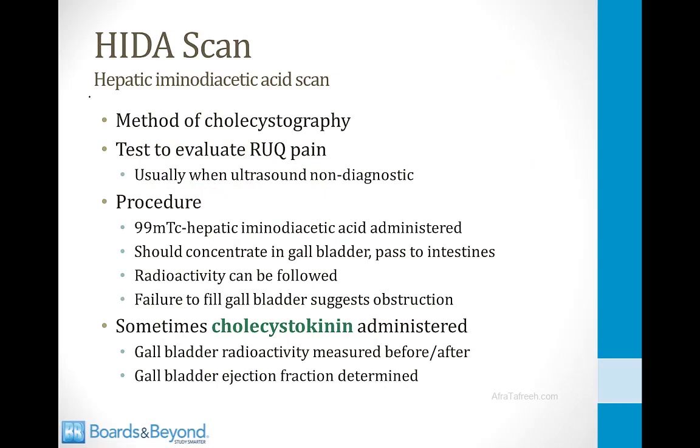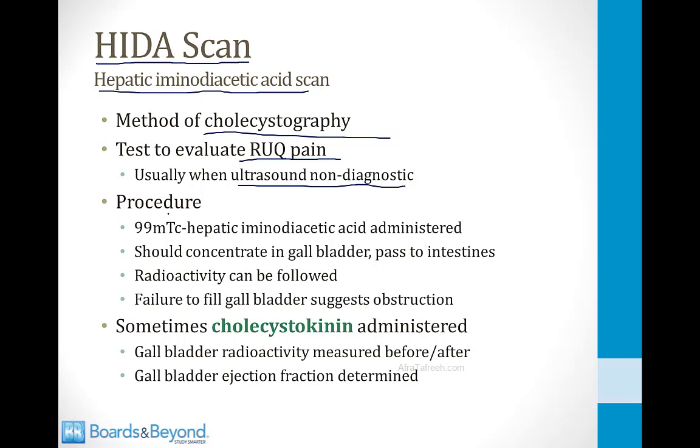There is one clinical scenario where we sometimes use cholecystokinin for diagnostic purposes, and that is in a HIDA scan, which is a gallbladder and liver scan. HIDA stands for hepatic aminodiacetic acid. It's a method of taking pictures of the gallbladder, which is called cholecystography. It's also a method of diagnosing right upper quadrant pain. A HIDA scan is often done when a patient has right upper quadrant pain and an ultrasound is non-diagnostic, meaning it doesn't show gallstones or some other obvious cause for the right upper quadrant pain.